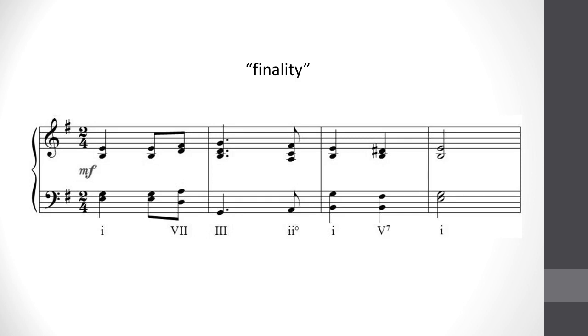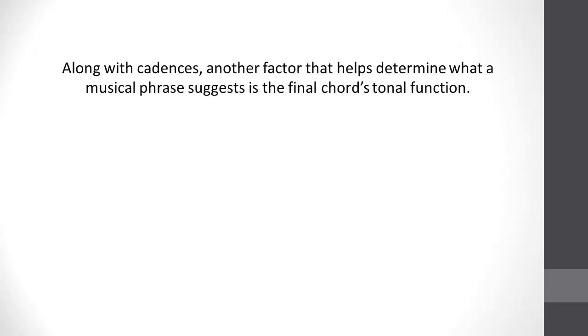Plagal cadences are the second strongest cadence. When our ears hear the final chord, we know we are definitely at a stopping point in the music. Along with cadences, another factor that helps determine what a musical phrase suggests is the final chord's tonal function.